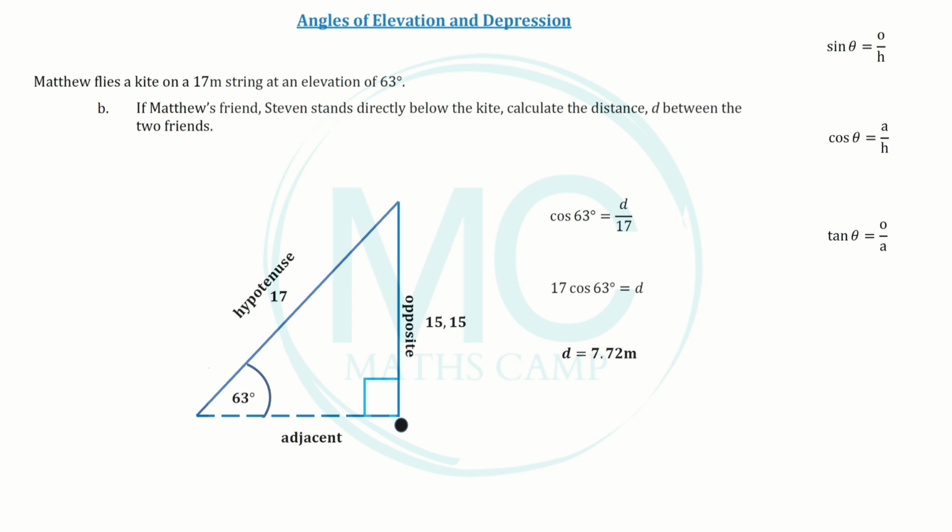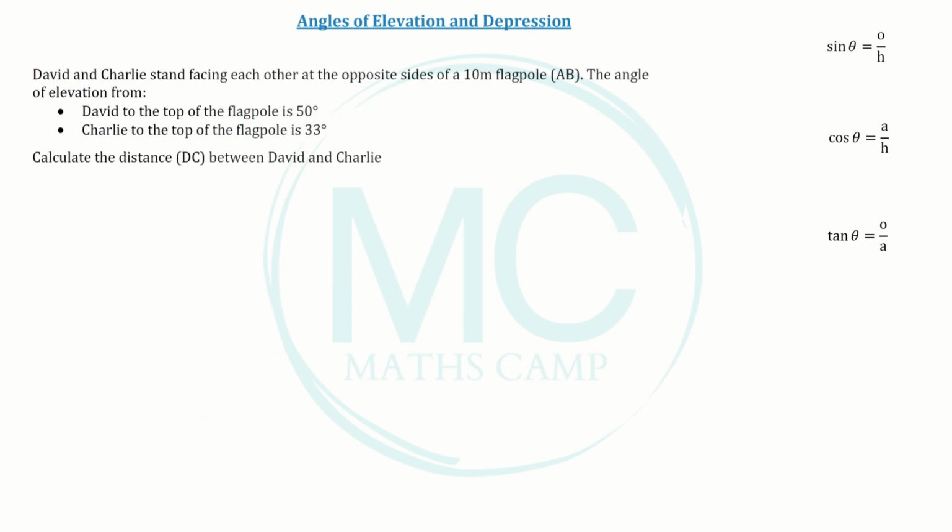Let's do another example. David and Charlie stand facing each other at the opposite sides of a 10-meter flagpole AB. The angle of elevation from David to the top of the flagpole is 50 degrees, and the angle of elevation from Charlie is 33 degrees. Calculate the distance DC between David and Charlie.